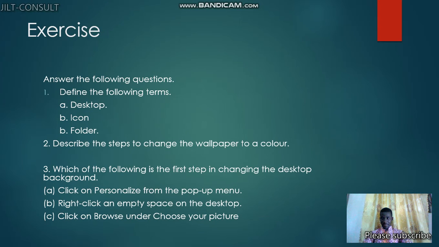Define the following things: desktop, icon, folder. Well, a folder by this time? Oh no, go and find out. Folder. You can explain a folder. Yes, you've seen it. Just describe it. You know an icon, you know a desktop. Describe the steps to change the wallpaper to a color. So now we have a wallpaper, you want to change it to a color green or color blue. Describe that step. You should be able to do that.